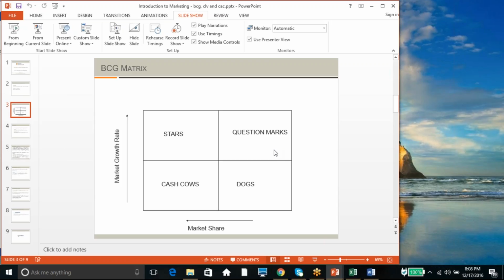So a star will never die as a star. A star will become a question mark and die, or a star will become a cash cow and die. Or a cash cow or a star can become a dog and die. But a question mark can die there itself, which is what happens the maximum.